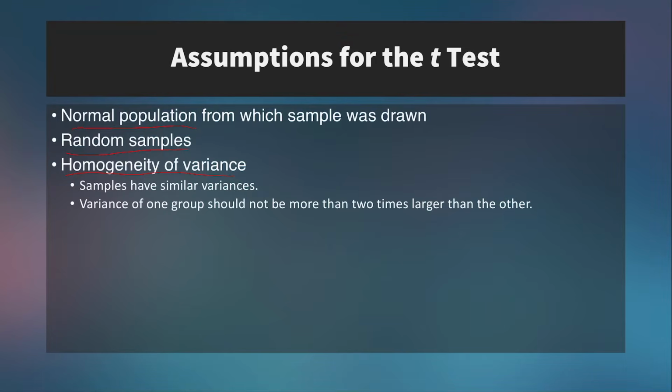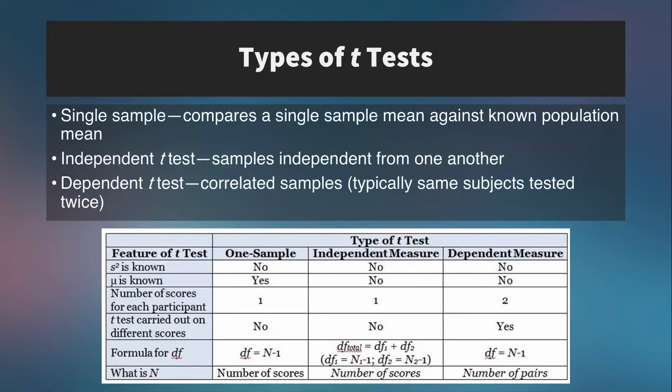So if one sample has a very large variance, meaning a large spread in the data, and the other sample has very small variance, well, then that would violate one of the assumptions for the t-test. The variance of one sample cannot be more than 2 times larger than the other. So there is quite a bit of wiggle room, but any more than 2 times larger than the other as far as variance goes, and you violate that assumption.